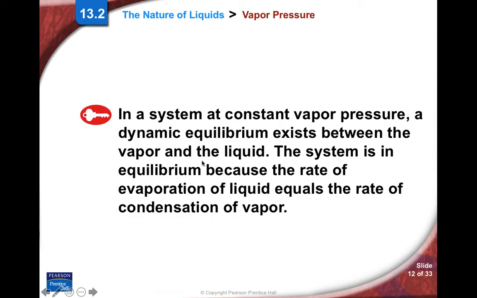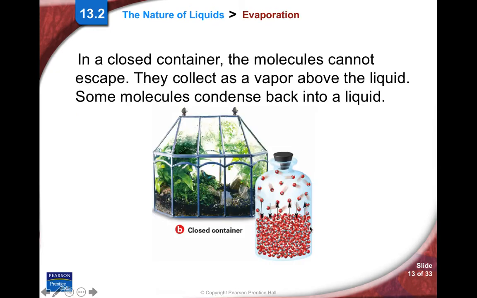Equilibrium is another important concept, where there's just back and forth, like a teeter-totter balance. The rate of evaporation and the rate of condensation, when that becomes equalized, then you're at equilibrium. And that's only going to happen in a closed system.